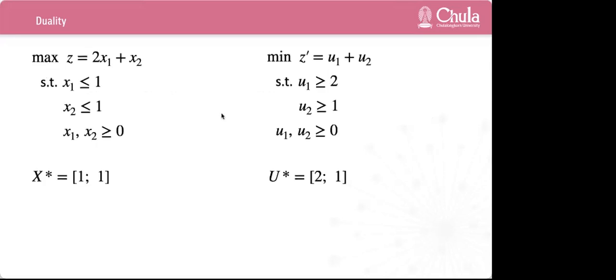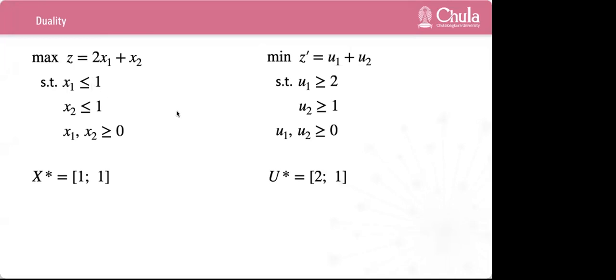Okay, so look at our example. For example, we have maximize z, which is 2x1 plus x2. We have constraints x1 less than or equal to 1, x2 less than or equal to 1, and both x1 and x2 are positive. We know that the solution is at 1, 1.